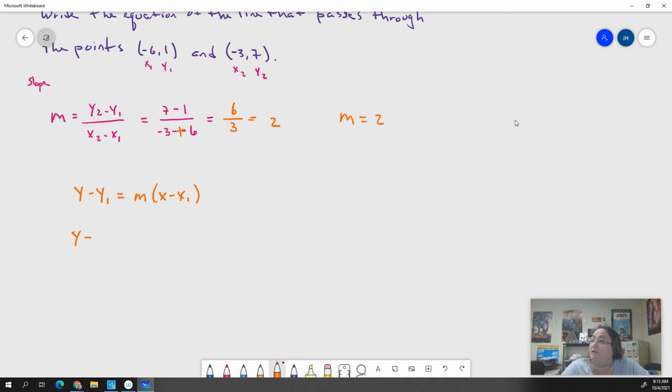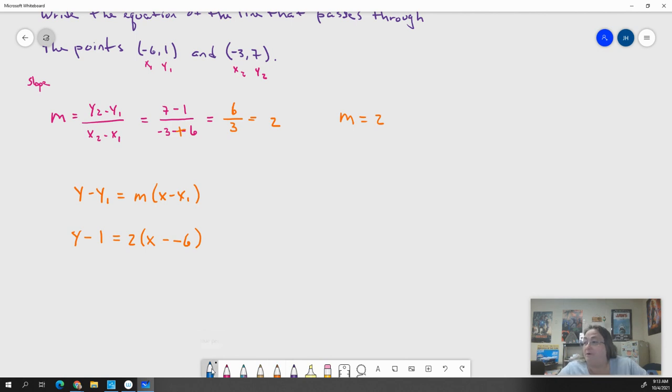Well, what's my y1? My y1 is just 1. It is hard to say y1. It sounds like it's wrong. Equals m. Well, we know what our m is. m is just 2, parentheses x minus x1. Well, my x1 is negative 6. Make sure you put in that double negative so that you remember that this becomes an addition problem.